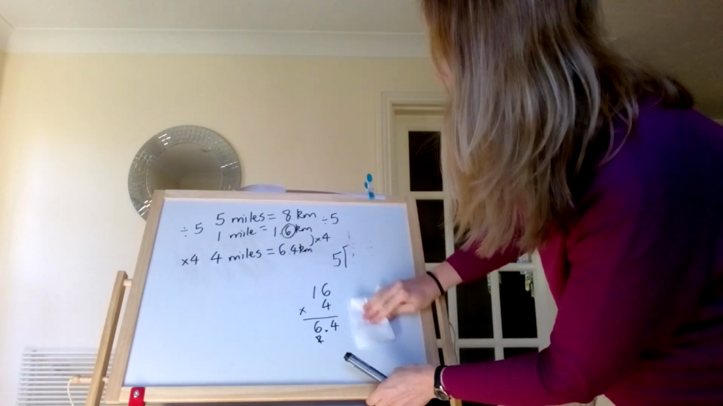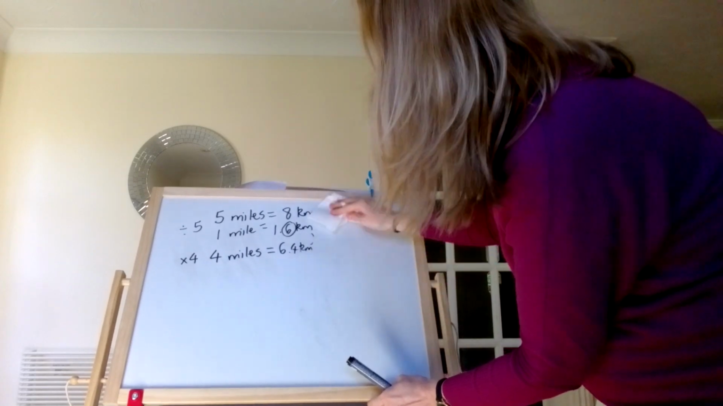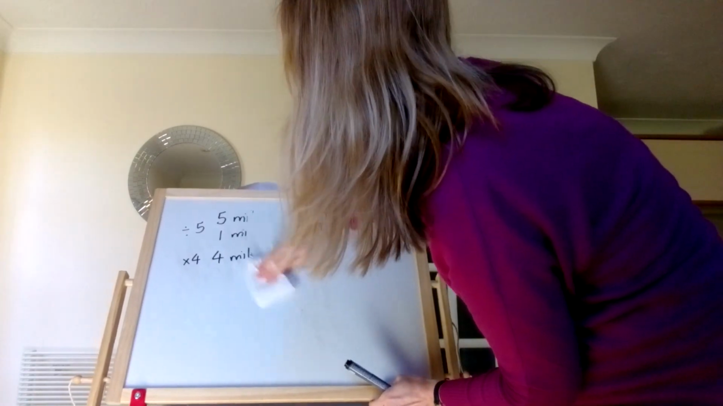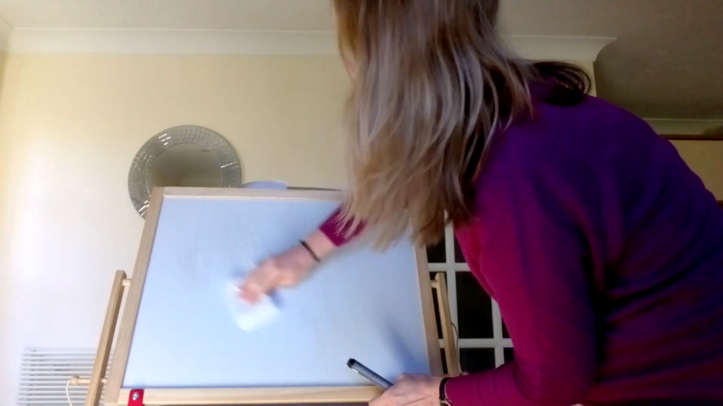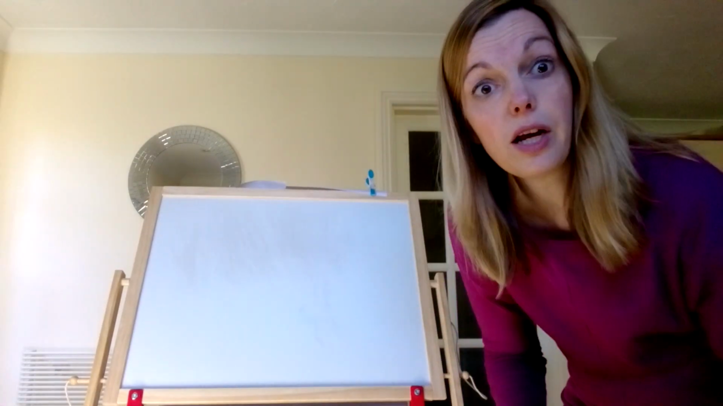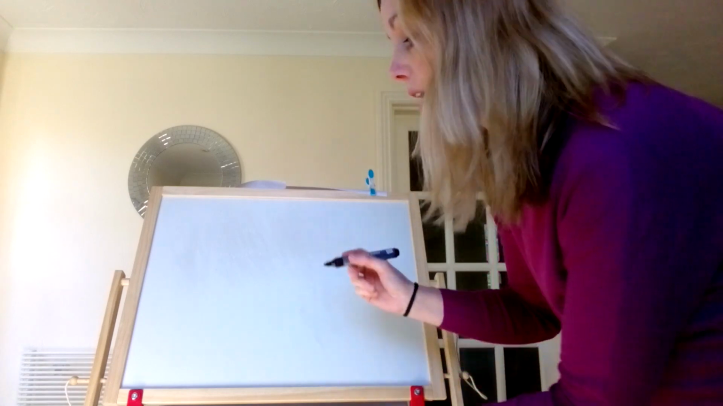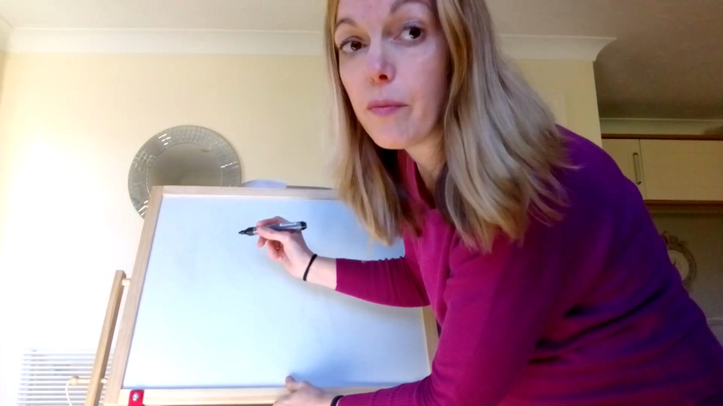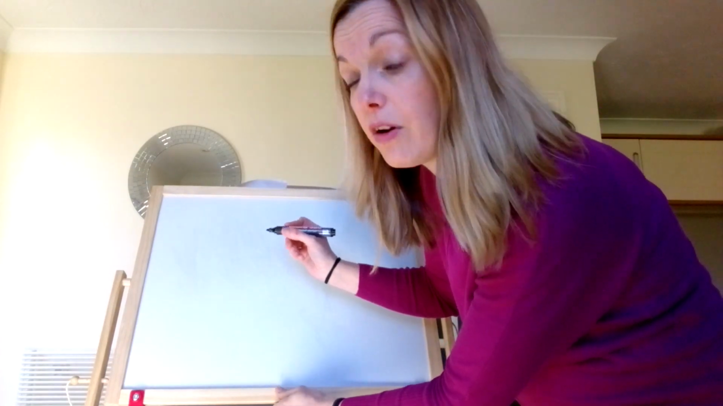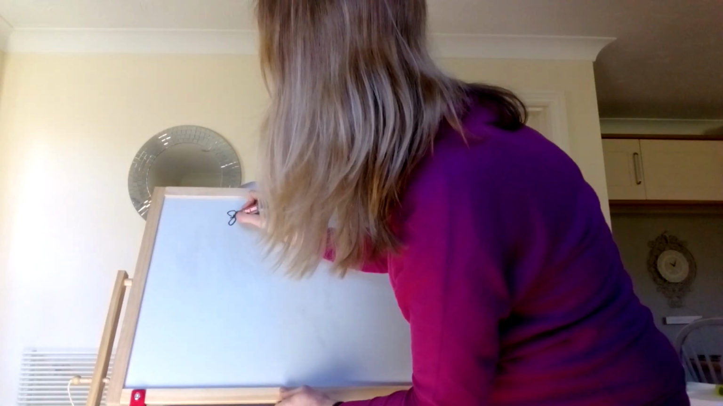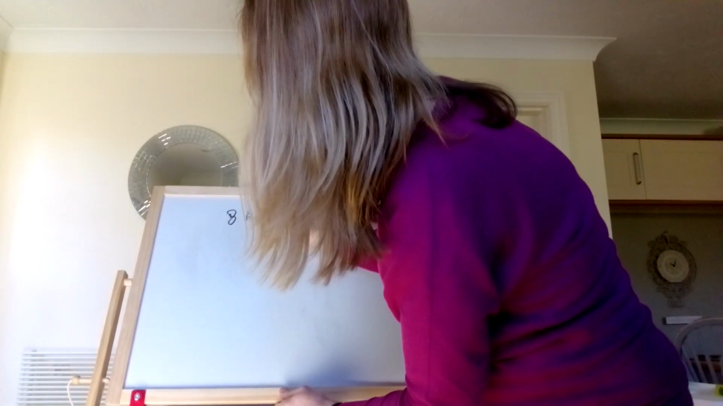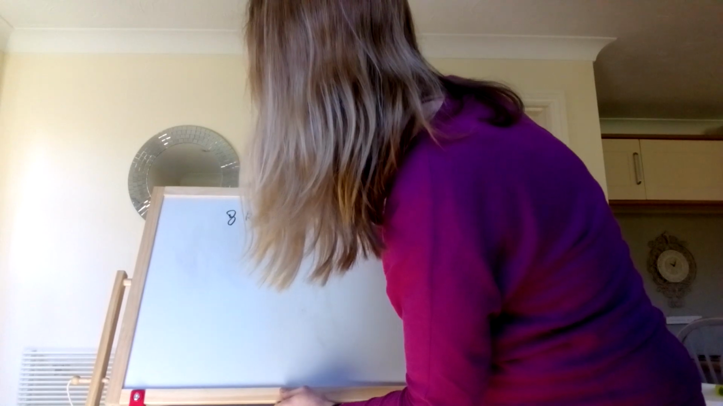What about if it was the other way around? What I mean by that is if I was converting kilometres to miles. I'm going to write the same fact that I did at the beginning, just the other way around. So rather than 5 miles equals 8 kilometres, I'm just going to write it as 8 kilometres equals 5 miles.